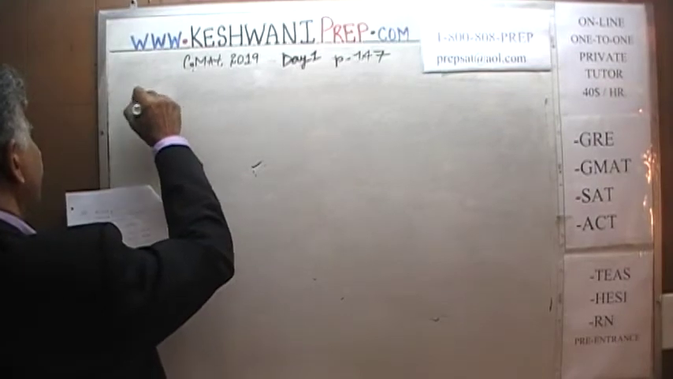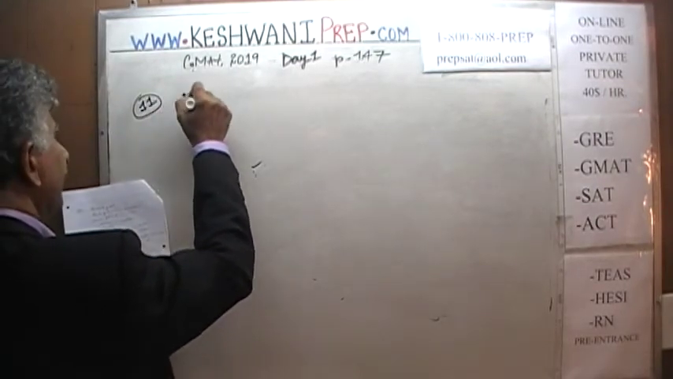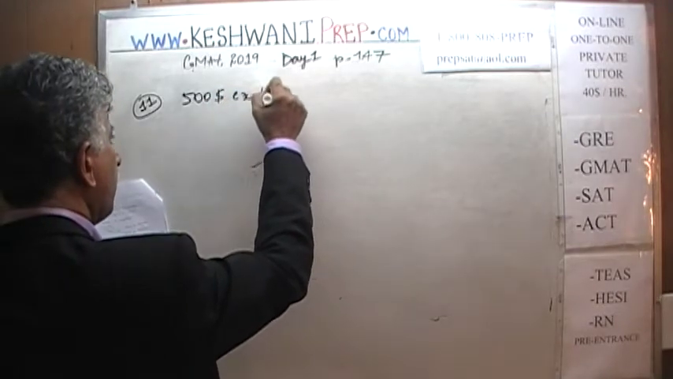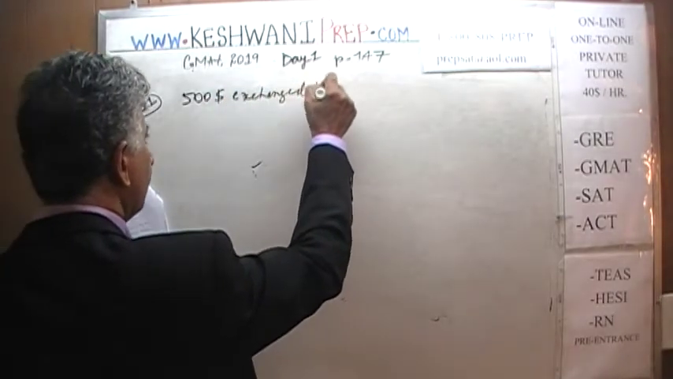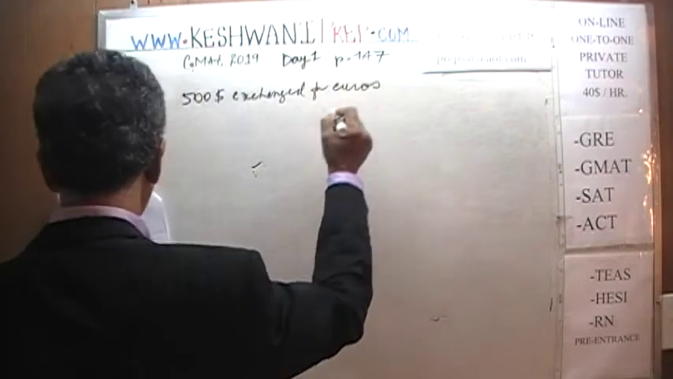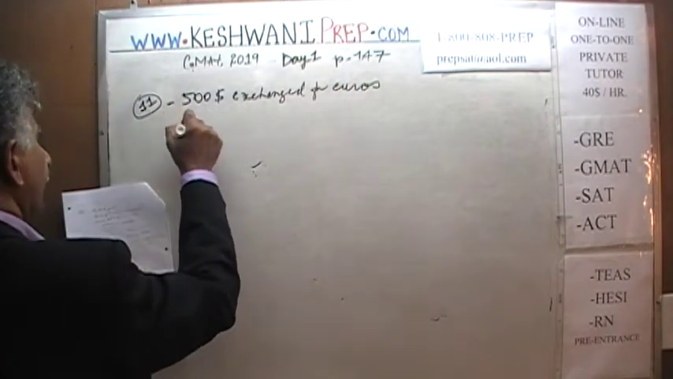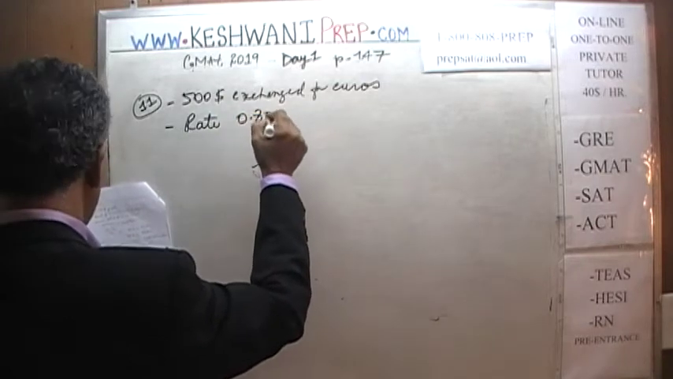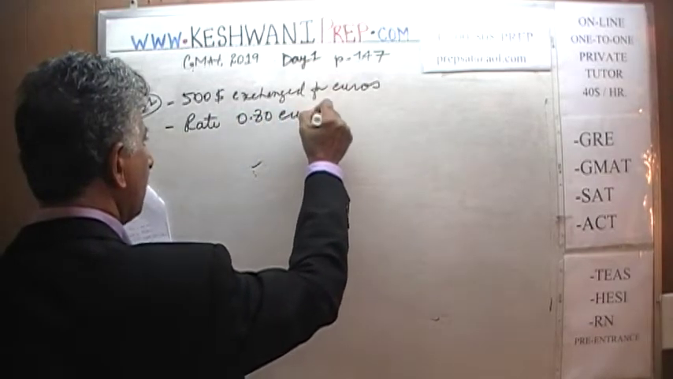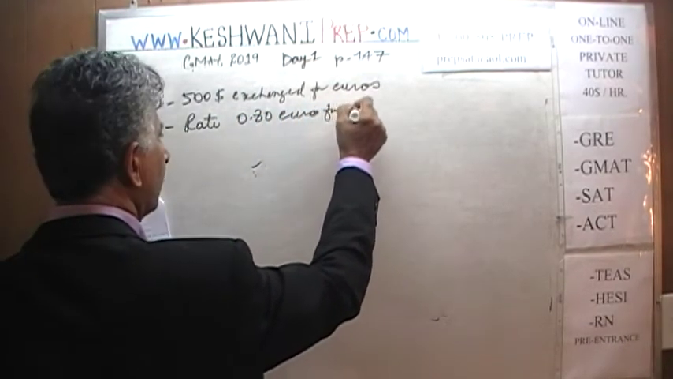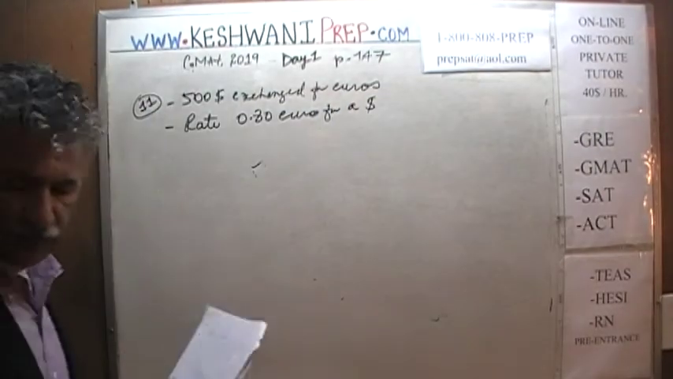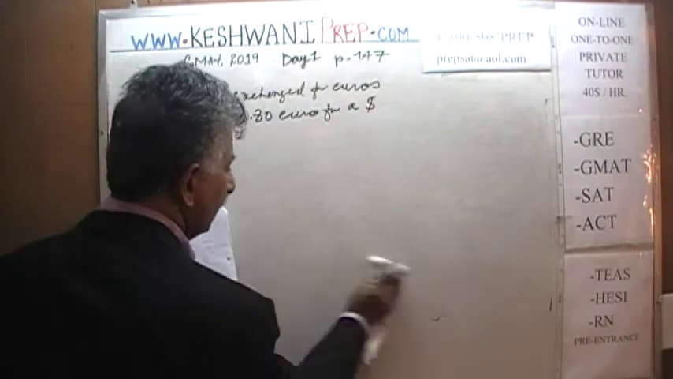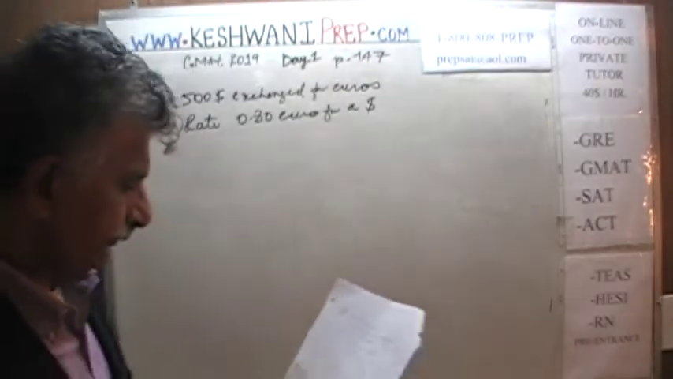Number 11 says that we have $500, which were exchanged for euros. The rate was 0.8 euro for a dollar. Each dollar got you only 0.8 of the euro. In other words, euro is stronger than a dollar.